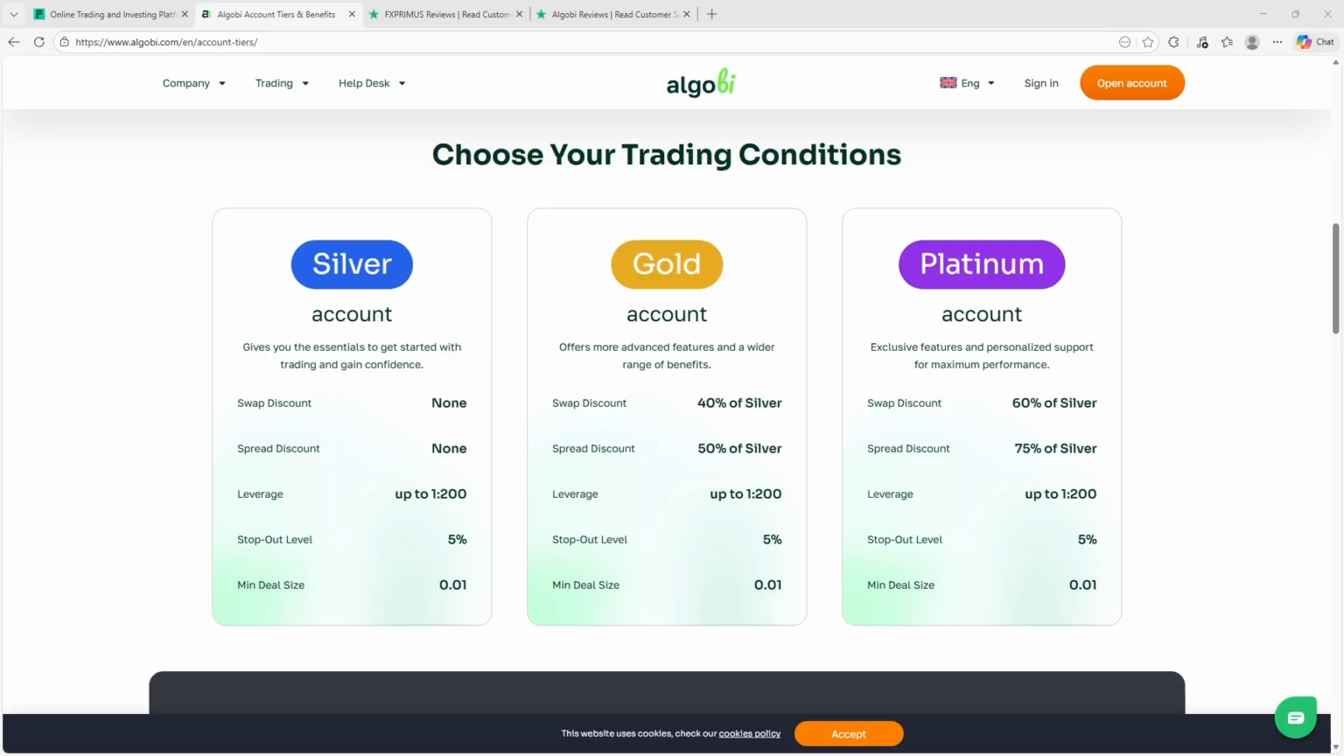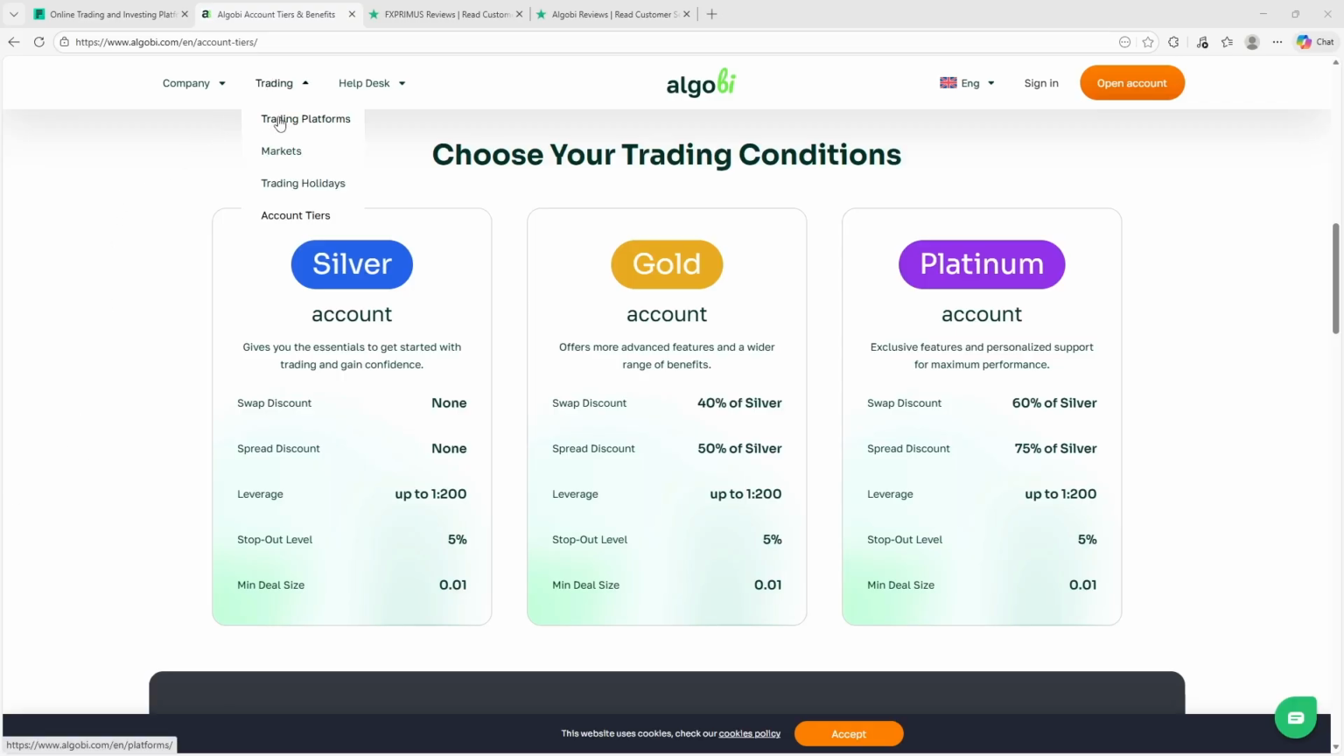The Platinum tier pushes this further, offering the largest spread and swap discounts while maintaining the same leverage and stop-out structure, positioning it as a premium environment focused on cost efficiency and personalized performance. Feature-wise, Algobi focuses on accessibility and usability.